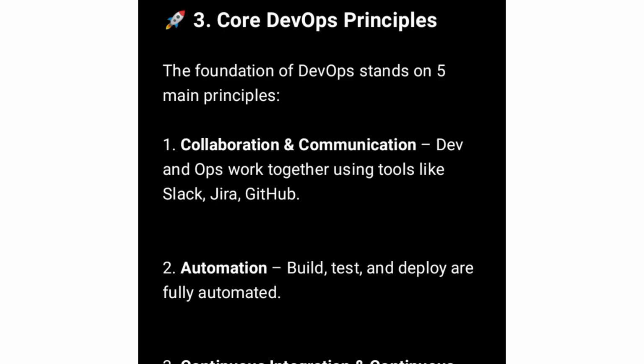3. Core DevOps principles. The foundation of DevOps stands on 5 main principles. 1. Collaboration and communication. Dev and ops work together using tools like Slack, Jira, GitHub. 2. Automation. Build, test, and deploy are fully automated.